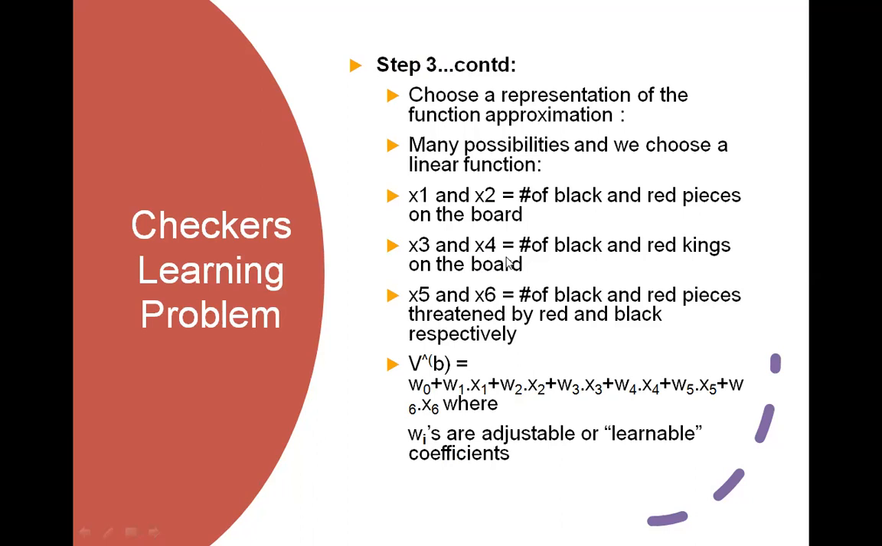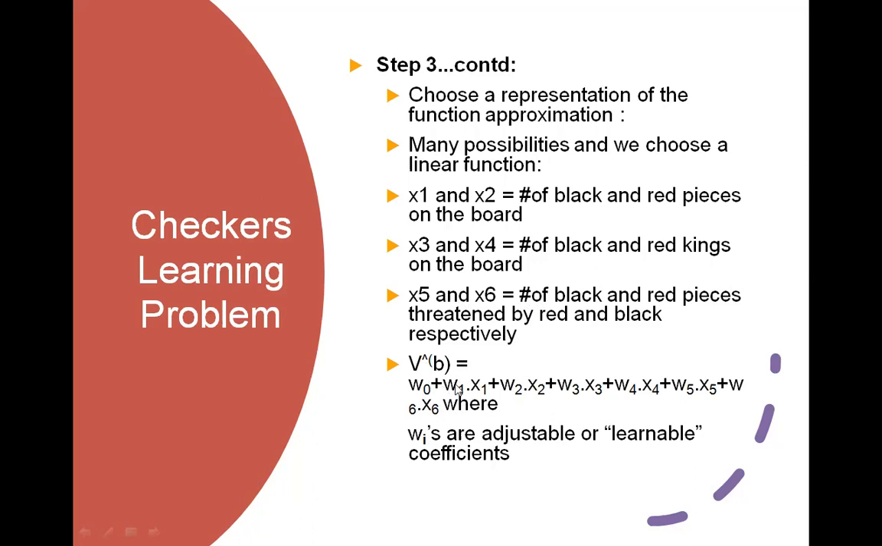X3 and X4 represent the number of black and red kings. How many kings are there? X3 represents black kings, X4 represents red kings. X5 and X6: X5 represents the number of black pieces threatened by red, and X6 represents the number of red pieces threatened by black. So these are the possible things on the board. Using them linearly, we can calculate the value of the next board state, that is V dash of B.